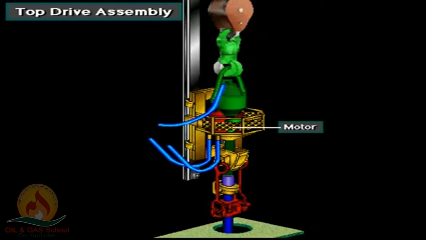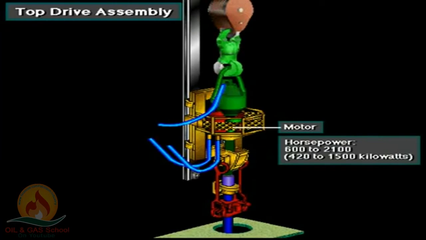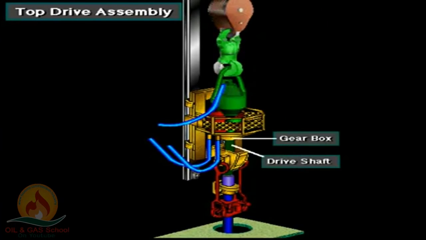The top drive motor connects to the traveling equipment at the integrated swivel assembly. Drive motor horsepower ranges from 600 up to 2100, or 420 to 1500 kilowatts. The motor turns the main drive shaft through a gearbox or transmission.